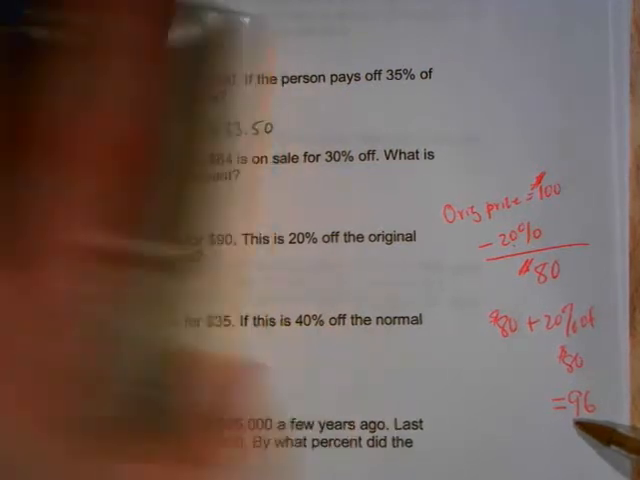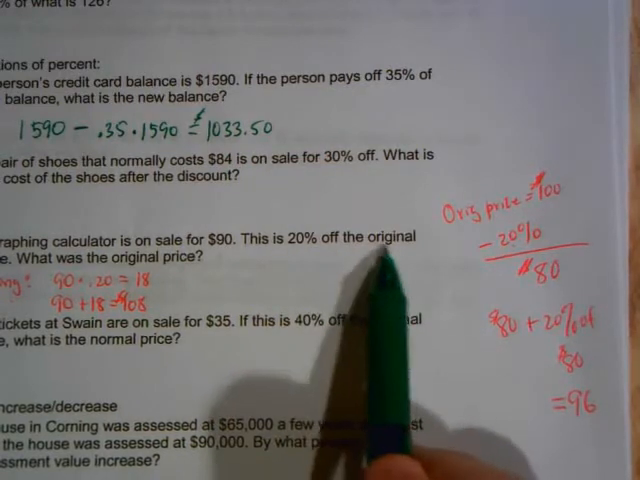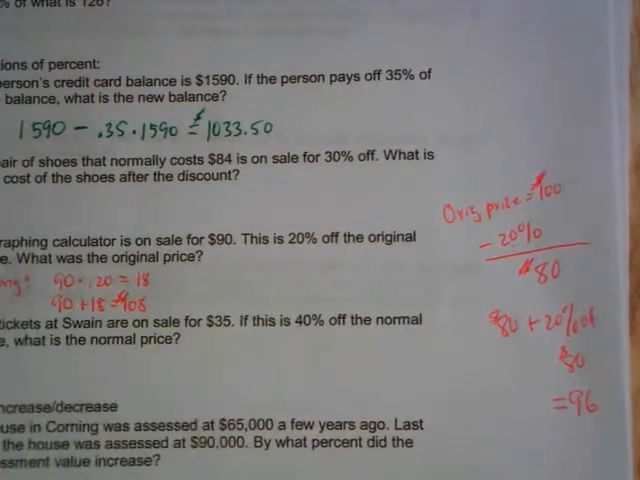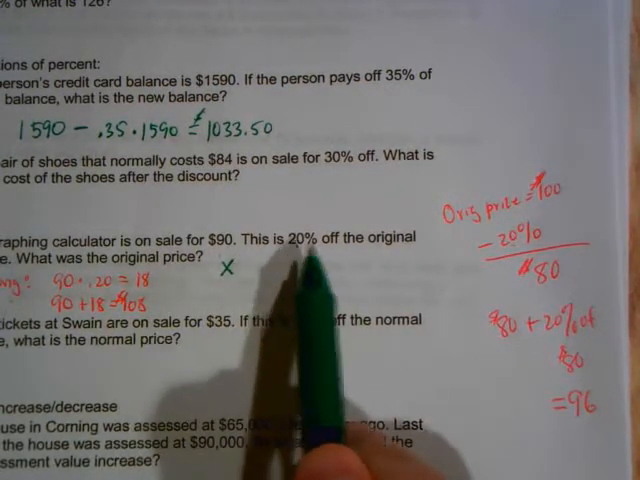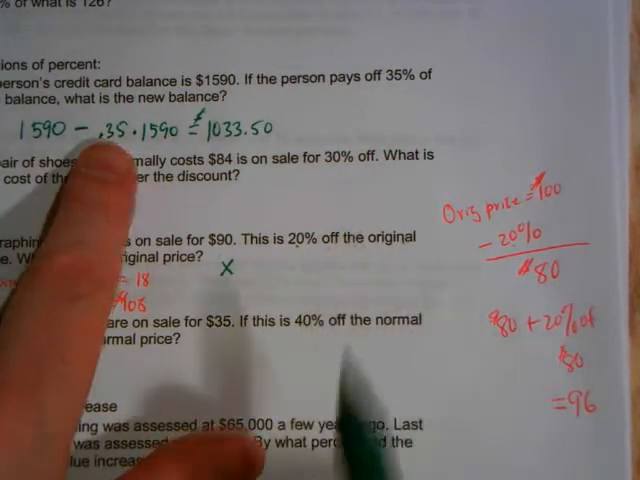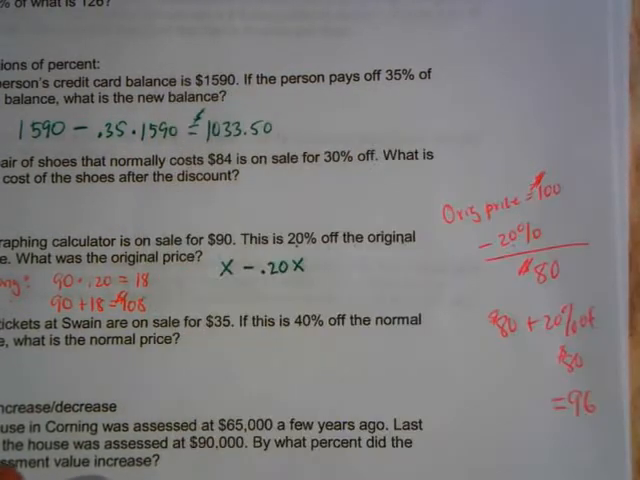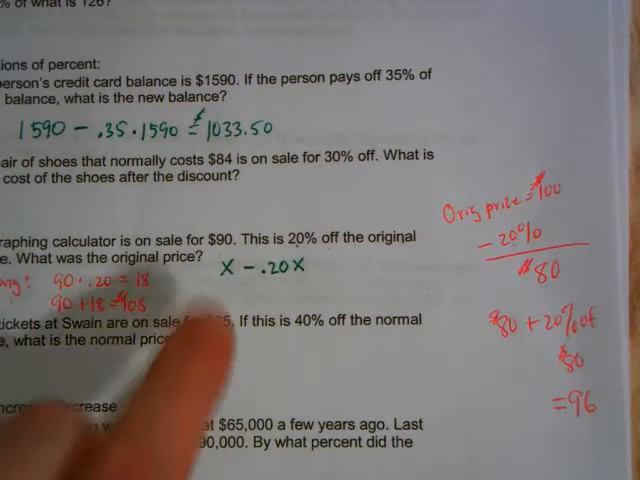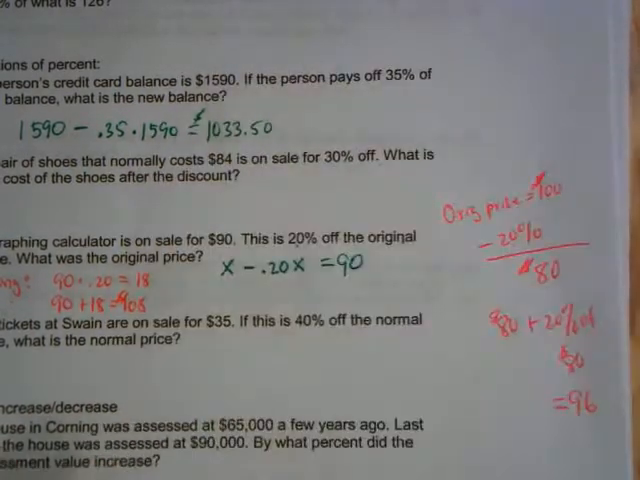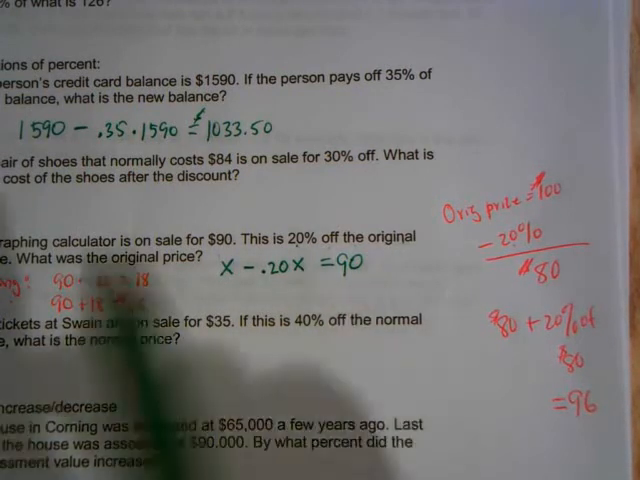Doesn't work that way. Okay, so back to the original problem. What do we need to do? We're looking for the original price. I'm going to call that X. Then I took 20% off the original price. So it's pretty similar to what we did up here in question 2. I'm going to have X minus 20% of the original price, and that has to equal the sale price, which is $90. Alright, so watch out for these. Watch these very carefully. If you're looking for the original price, you can't just add the 20% back on.